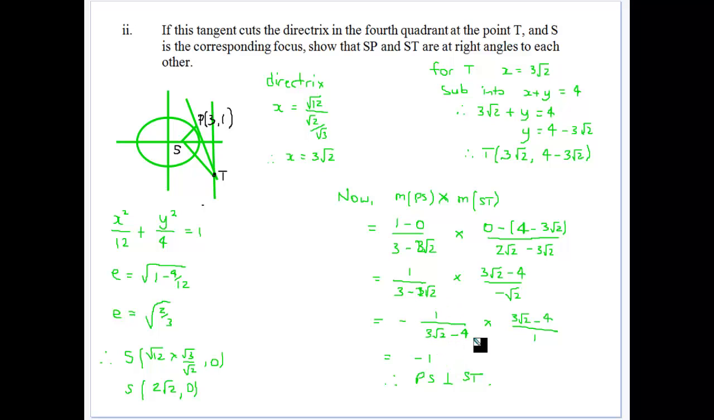So that comes out to the 3 root 2 minus 4, which then they cancel. And then we get the minus 1. Well, we know when two gradients multiply to give us minus 1, we get perpendicular lines.